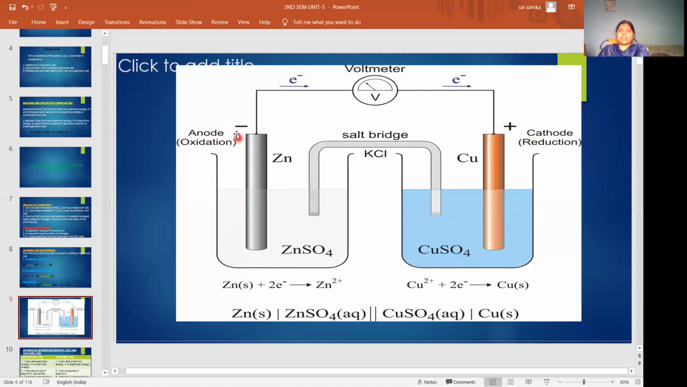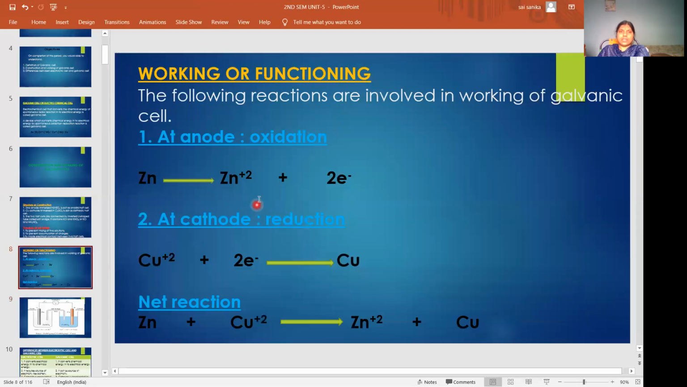Zinc undergoes oxidation, so electrons are released and flow through the external circuit to the cathode. Near the cathode, Cu2+ ions are present. These Cu2+ ions undergo reduction and form copper metal, which is deposited on the cathode. Already I told you while telling this class, the equation written earlier is wrong. Zn gives rise to Zn2+ plus 2 electrons, and Cu2+ plus 2 electrons gives rise to Cu. This is the working of the galvanic cell. This is the oxidation, this is the reduction.